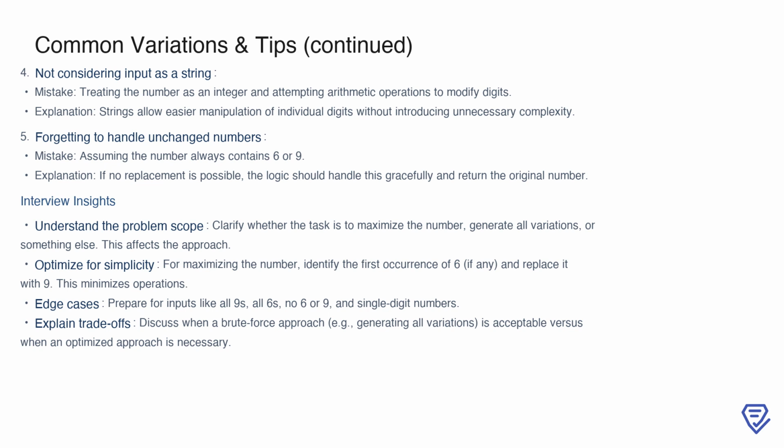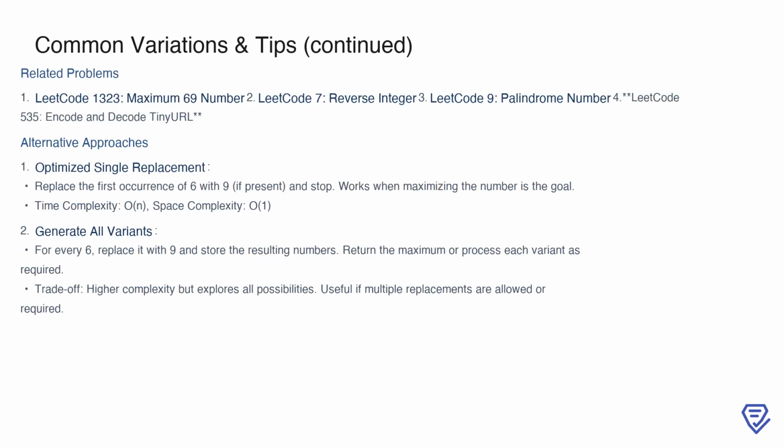Finally, take the time to explain the trade-offs between brute force methods like generating all variations and more optimized approaches, ensuring your interviewer understands your decision-making process. In terms of related problems, the maximum 69 number problem connects conceptually to challenges like reverse integer, palindrome number, and encode and decode tiny URL, as these also involve digit manipulation or transformations.